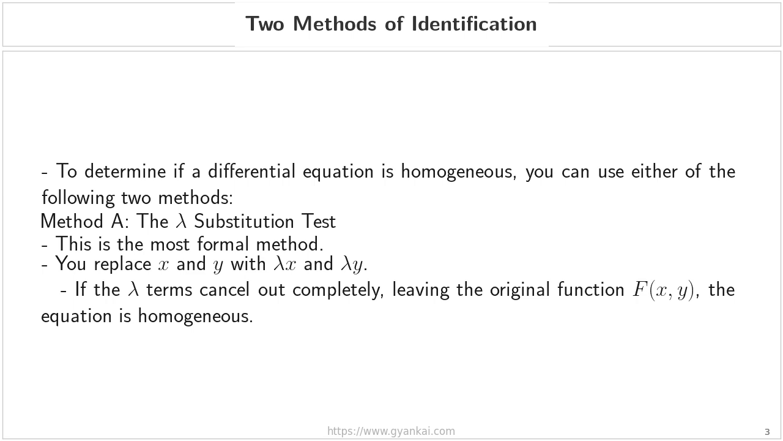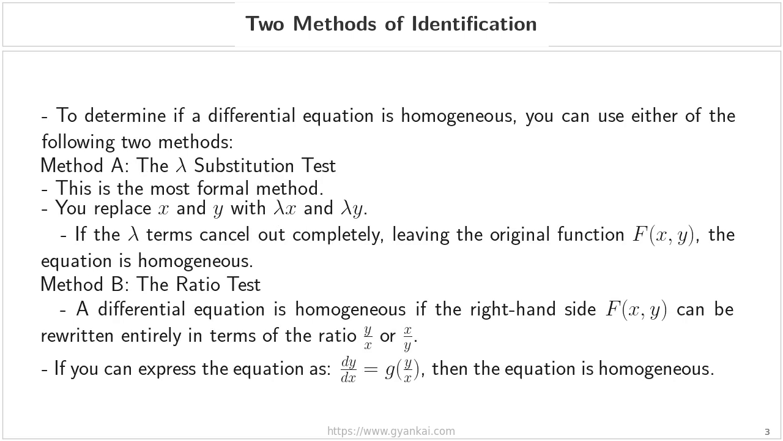Alternatively, if you are looking for a quicker way, you can use method B, known as the ratio test. This method is a bit more intuitive. You check to see if the entire right-hand side of your equation, which we've called f of x and y, can be rewritten using only the ratio of y over x, or perhaps x over y essentially. If you can manipulate the equation so that the derivative dy dx equals a new function, let's call it g, of the ratio y over x, then you can immediately conclude the equation is homogeneous. In the next few slides, I will walk you through some step-by-step examples so you can see both of these methods in action.